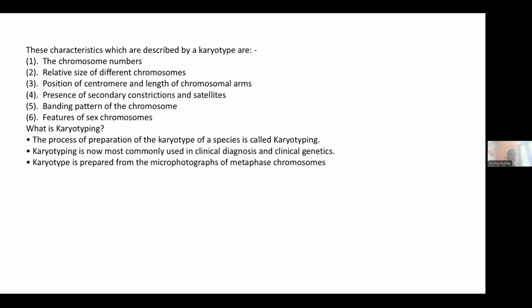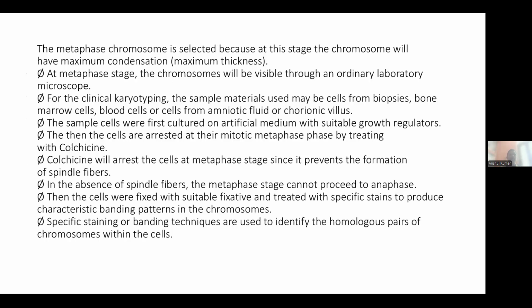So what is karyotyping? The process of preparation of karyotype of a species is called karyotyping, that is the preparation of its chromosomal mapping. Basically, we see all the chromosomes, their structures and numbers. Karyotyping is now most commonly used in clinical diagnosis and clinical genetics. Karyotype is prepared from microphotographs of metaphase chromosomes. The metaphase chromosome is selected because at this stage, the chromosomes have maximum condensation, that is maximum thickness. At metaphase stage, the chromosome will be visible through an ordinary laboratory microscope.